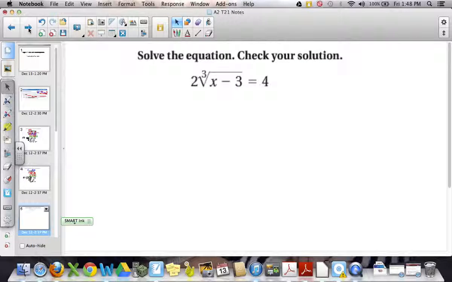All right, why don't you go ahead and try this example, pause the video, and once you think you have it, resume and see what the solution is.